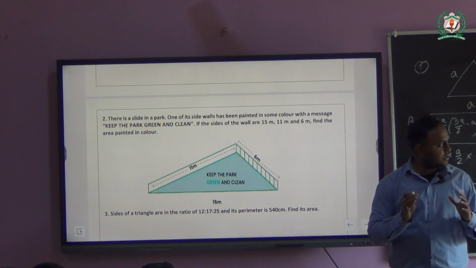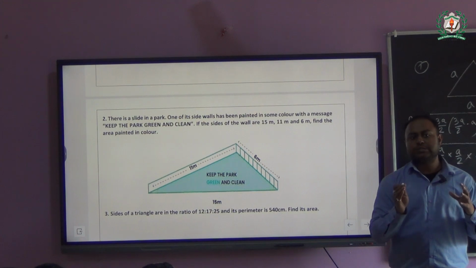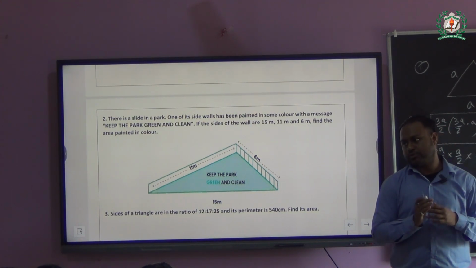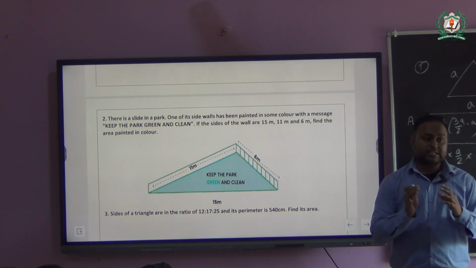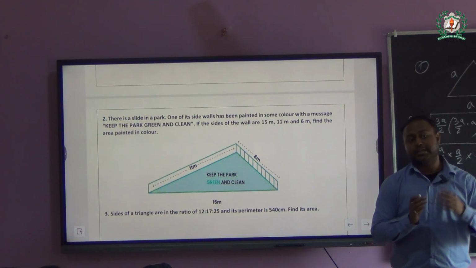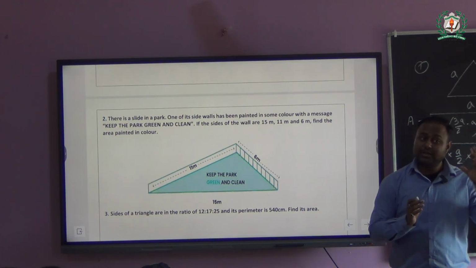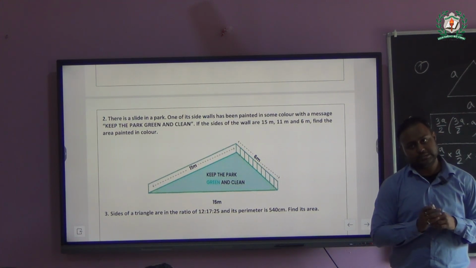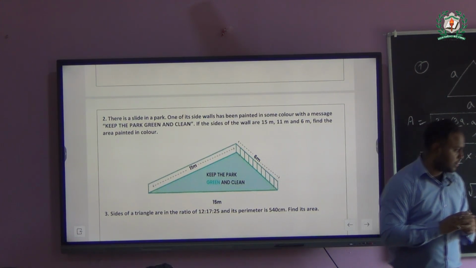Hopefully everyone understood. This is the most important concept, not only for class 9, but for the higher classes also. Hopefully this concept will help you in class 10, where you get the board's question directly, which can be applicable to Heron's formula. Is that clear, class? Yes, sir. So let's solve this question.